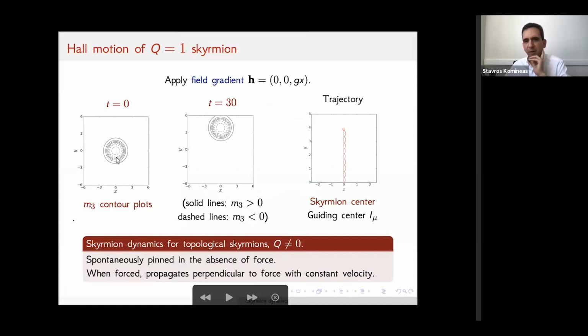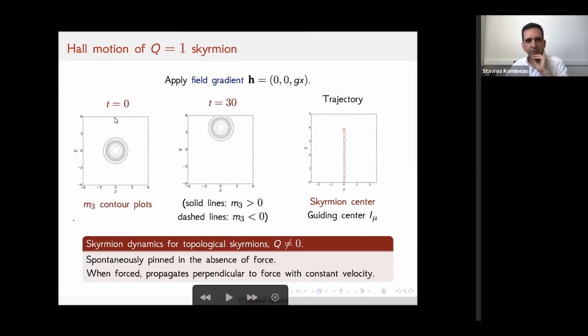But I'm not showing vectors because that would be complicated. I'm only showing contour plots of the out-of-plane component, the M3 component of the magnetization vector, and they are circular. So that's kind of simple. These dashed lines are supposed to point to negative values, and the solid lines positive values. So here in the center, you point into the screen, and out here, you point out of the screen. Anyway, this is a minimal representation of the skyrmion.